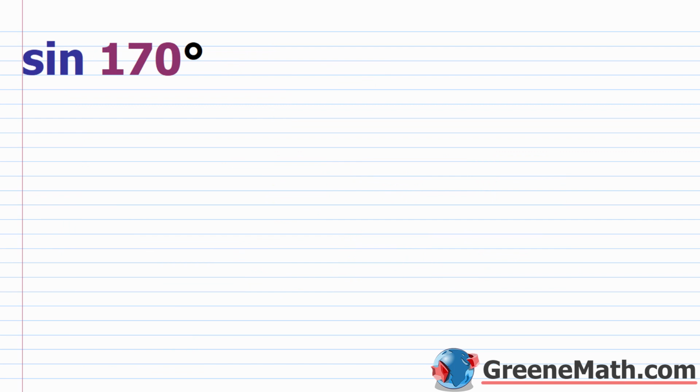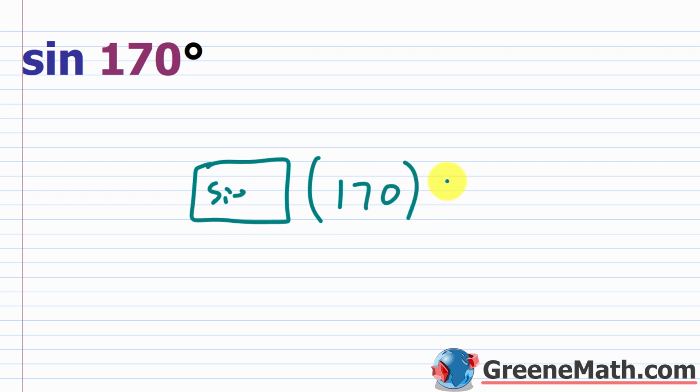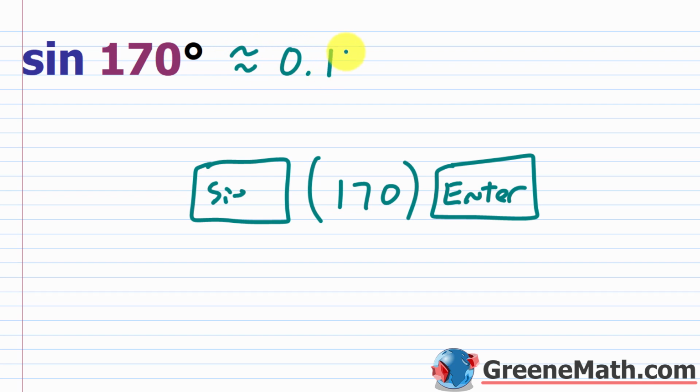Again, just making sure you're on the same page with me. So we have the sine of 170 degrees. So I would just hit my sine key. And then in the parentheses, type in 170. And then you're going to hit your enter key. And this should give you, let's say, approximately 0.1736481777. That's where my calculator cuts off.